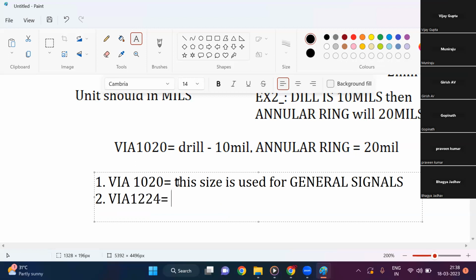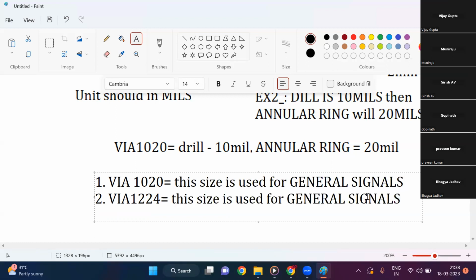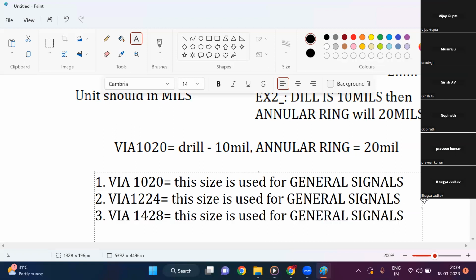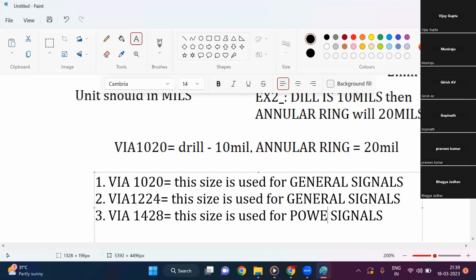This is also used for what? General signal only. Okay, now another one, the third one, via 1428. This can be used for power and ground signals. Power and ground signals. Okay, guys, power and ground signals.